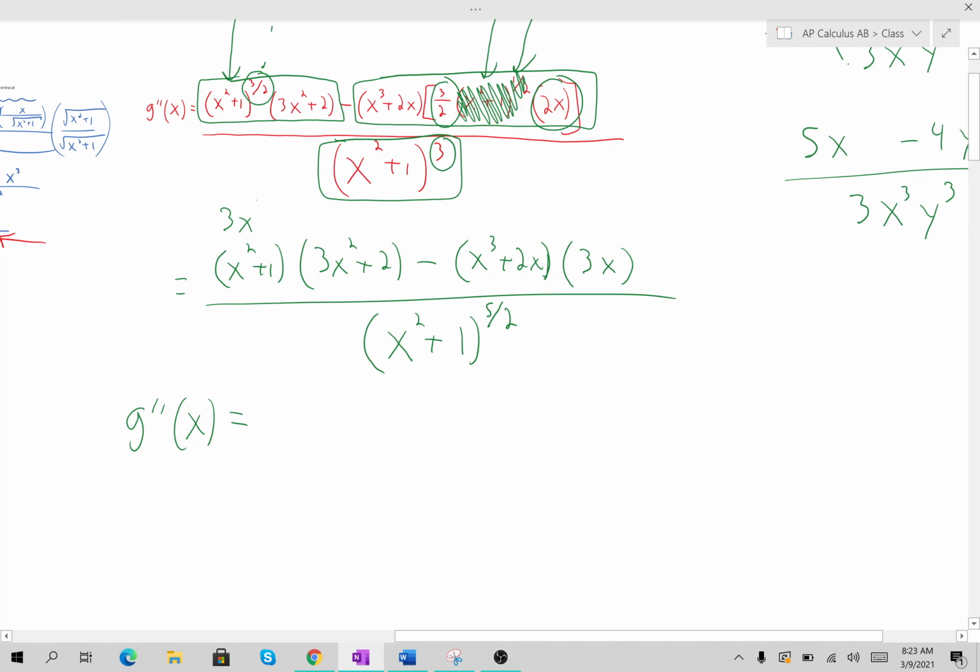This is 3x to the 4th, cool, plus 2x squared plus 3x squared. That's plus 5x squared plus 2, minus 3x to the 4th, the negative distributes, minus 6x squared. So the whole top, 3x to the 4th cancel. 5x squared minus 6x squared is negative x squared, and then there's a 2. So the whole top just becomes this.